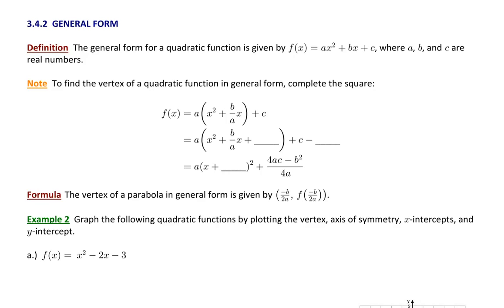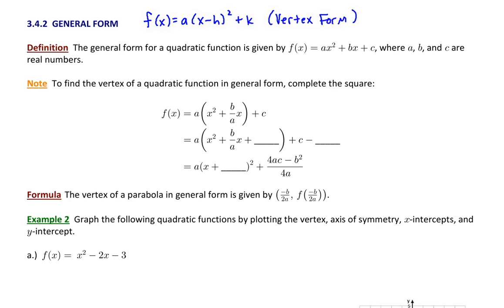The second form for the equation of a parabola that you'll want to be familiar with after vertex form is general form. Now, before we get started, recall that vertex form is given by f of x equals a times x minus h quantity squared plus k. Again, we call this vertex form because it's easy to read the vertex right out of the equation.